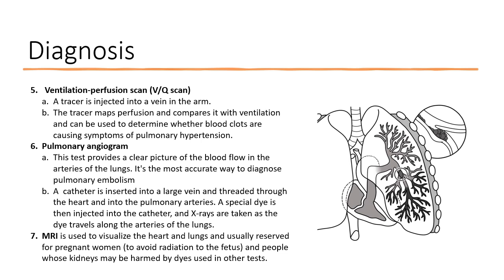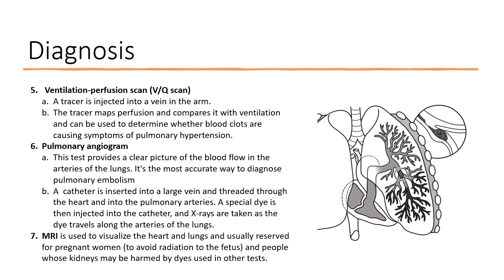Fifth is ventilation perfusion scan or VQ ratio scan. When there is a need to avoid radiation exposure or contrast from a CT scan due to a medical condition, a VQ scan may be performed. In this test, a tracer is injected into a vein in the arm. The tracer maps blood flow or perfusion and compares it with the airflow to the lungs or ventilation, and can be used to determine whether blood clots are causing symptoms of pulmonary hypertension.